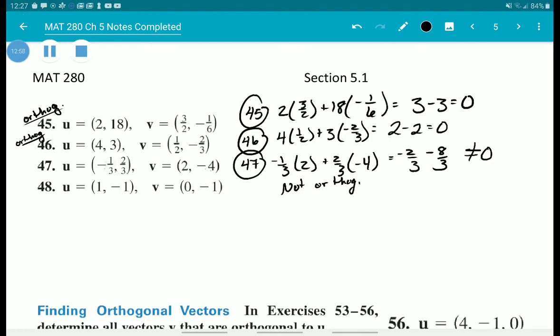So now let's see if one is a scalar multiple. So let's say we have that vector 2, negative 4. Can we multiply by something?